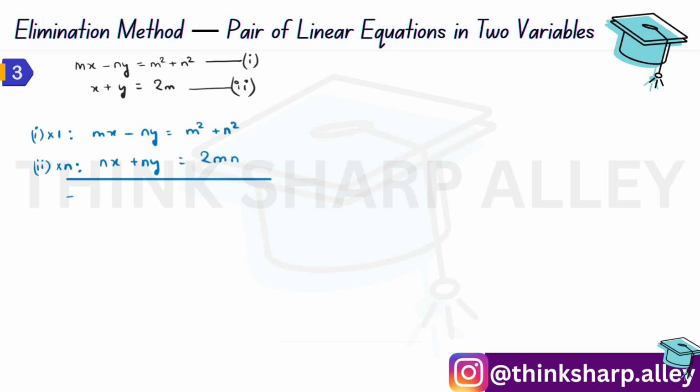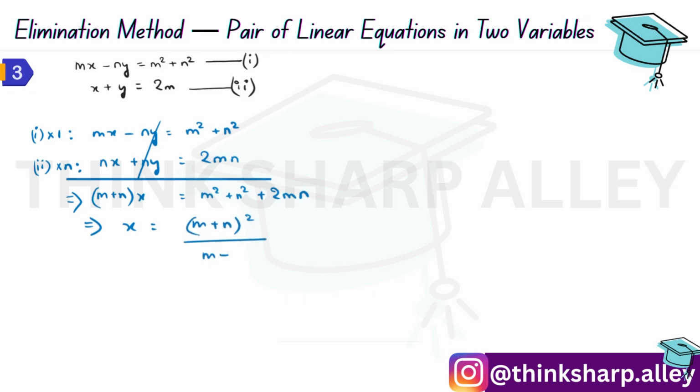Now it's very easy to identify and see whether we have to add or subtract. Obviously add, because this ny simply gets cancelled. So here we have x common, and we have m plus n into x, which equals m square plus n square plus 2mn. Now, does this remind you of any identity? This is basically m plus n whole square.